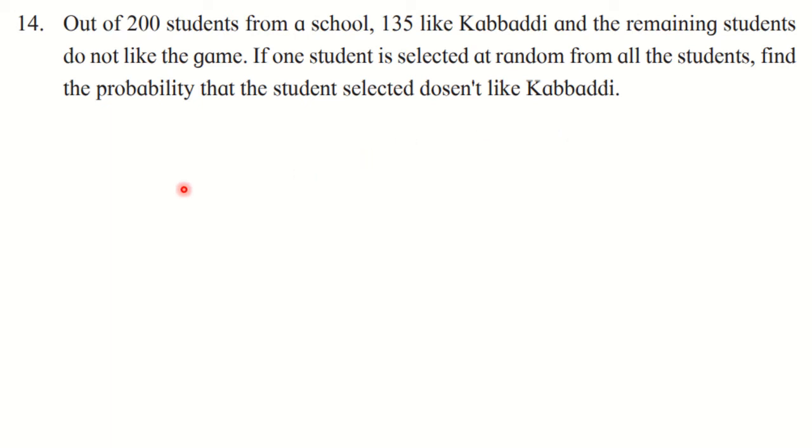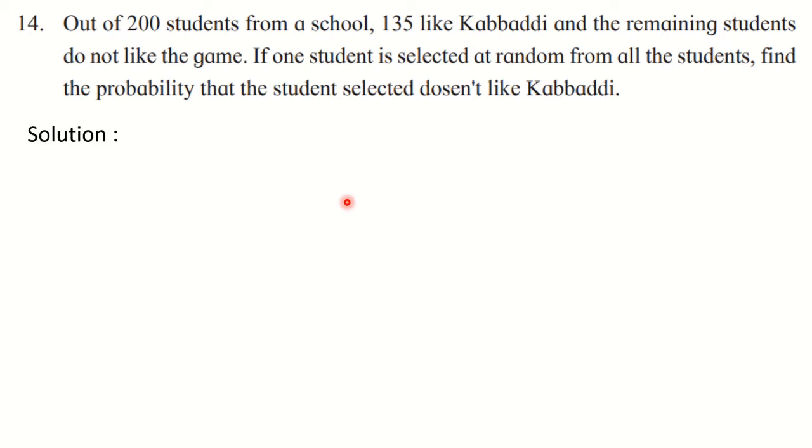So let us write down first the number of sample points. That is n of S here is 200. But n of S is not 135, because this is not the event which is given. The condition is different. So we need to find out the number of students who don't like kabaddi. Let us write down the statements properly.